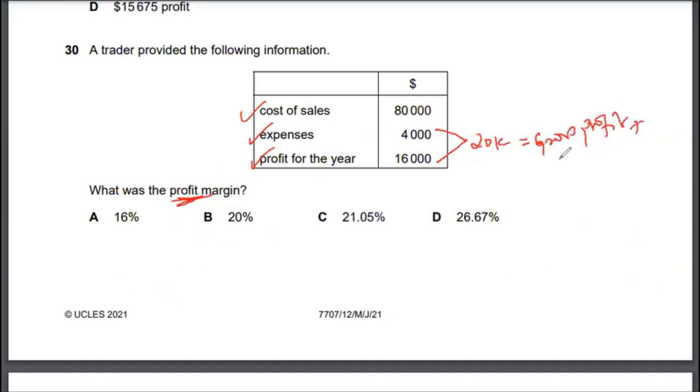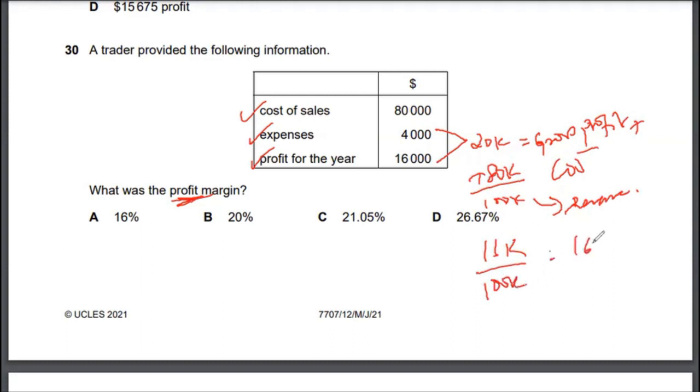Gross profit plus COS, which would be plus 80K, gives me 100K of sales revenue. Let's call this revenue. So profit is 16K, 16 over 100K gives me 16%. So the correct answer to multiple choice 30 would be option A.